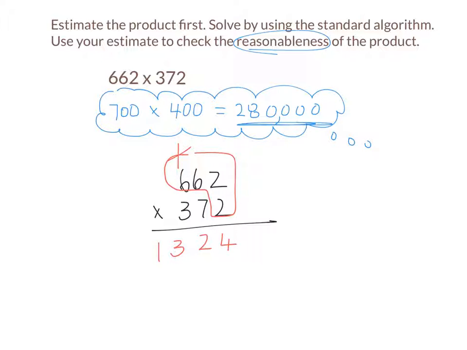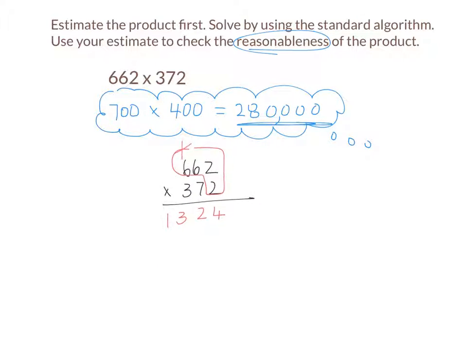Yes. Okay. Moving on, the next number I'm really going to be multiplying is 662 times 70, yeah. So I'm going to write a placeholder 0 here to show that now I'm working with the tens. Now I'm ready to multiply again. 7 times 2 is 14, so I'm going to write the 4, but I'm going to regroup the 1.